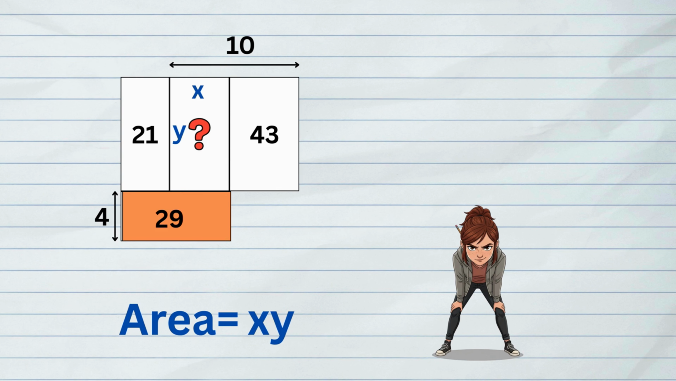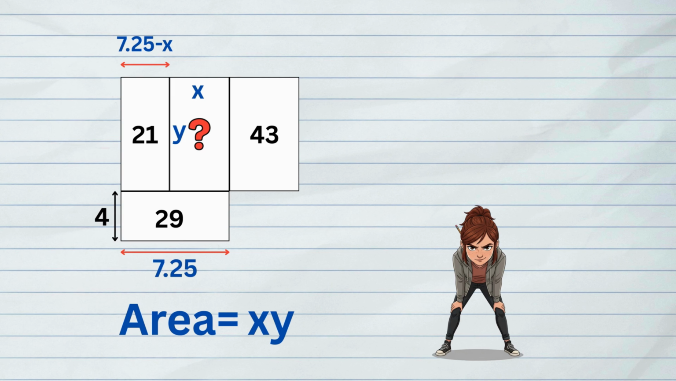From the bottom rectangle, area is 29, height is 4. So its width is 29 divided by 4, which is 7.25. That bottom width stretches exactly under the left plus middle rectangles. So, left width is 7.25 minus x, middle width is x, right width is 10 minus x. And remember, all 3 top rectangles share the same height y.